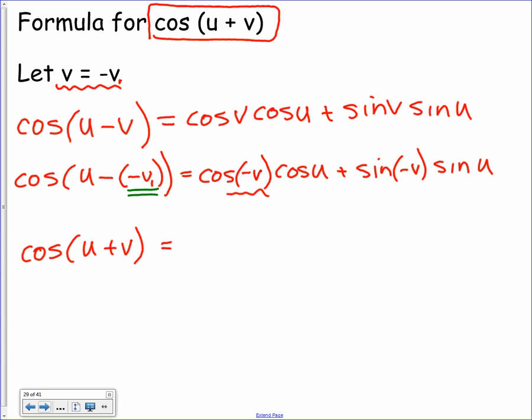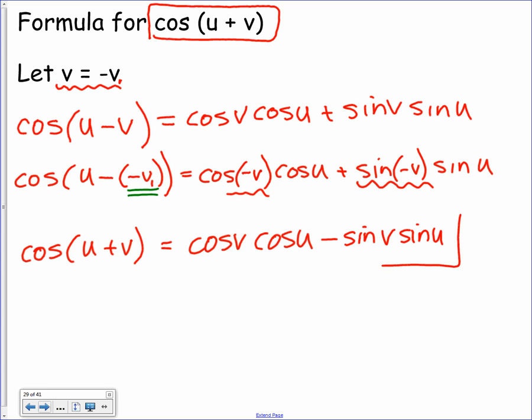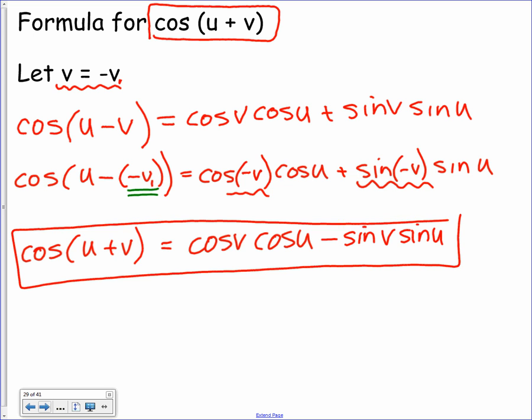Cosine is an even function. So a negative on the inside means you still get the same thing. I'll bring down cosine of u. Sine of negative v brings a negative out front. So this becomes sine of v, sine of u. And this is the sum formula for cosine angles. Okay.